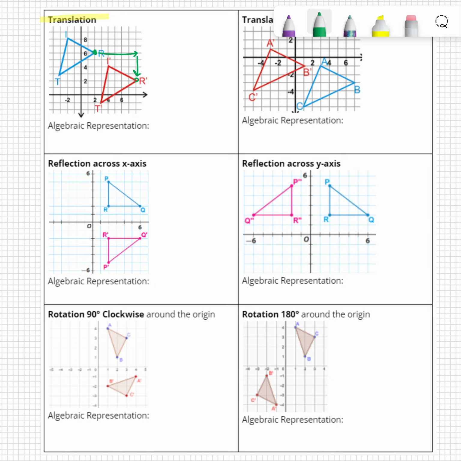So I can count the units now. So it went 1, 2, 3, 4, 5, 6 units to the right, and then 1, 2, 3 units down to get from R to R prime. So then the way that I can write this algebraic representation is each of the xy points of this figure, they shifted 6 to the right. So each of the x values, we added 6, and then 3 down. So each of the y values were decreased by 3. So y minus 3.